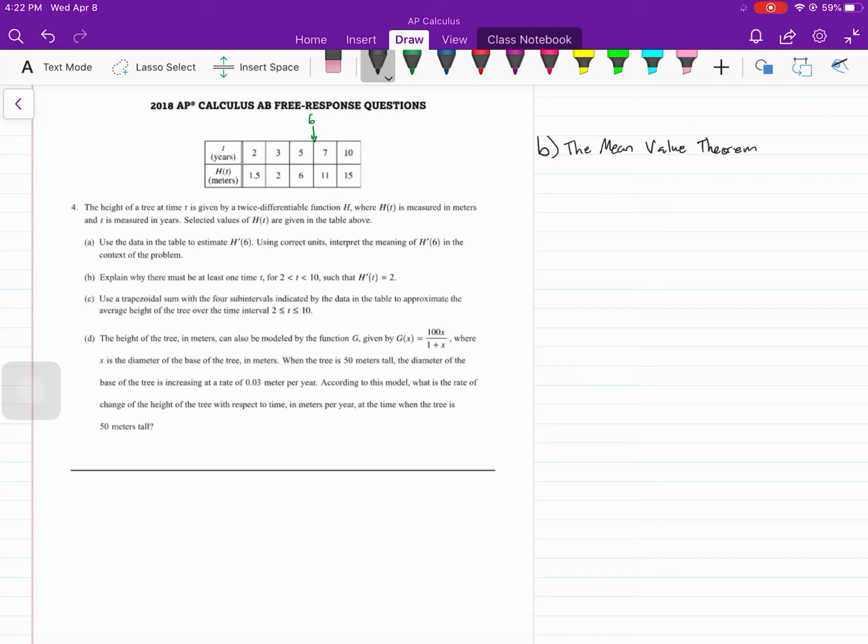You always ask me, how do I know this? It's because honestly, there's only so many different types of questions they're going to ask on here. The same question always seems to pop up. So what is the mean value theorem?